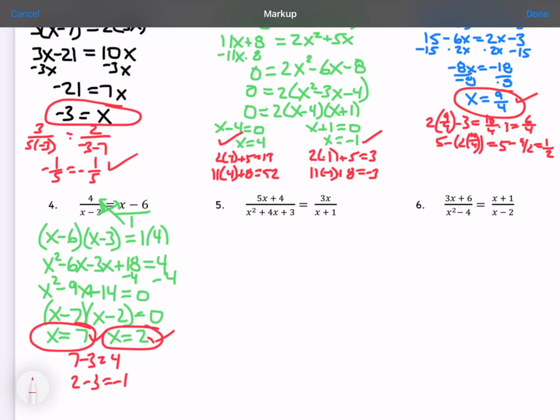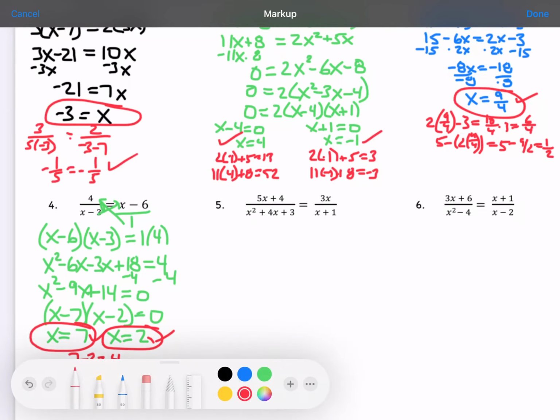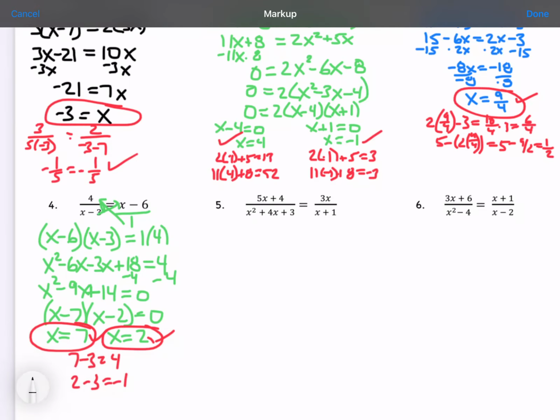Okay, number 5. This one's a little more difficult. What did we do last week when we had... Factor before we do cross multiplication. So Ryan, are you able to factor x squared plus 4x plus 3 or not? Yeah, I think so. You can. It's like 3 and 1. X plus 3 times x plus 1.